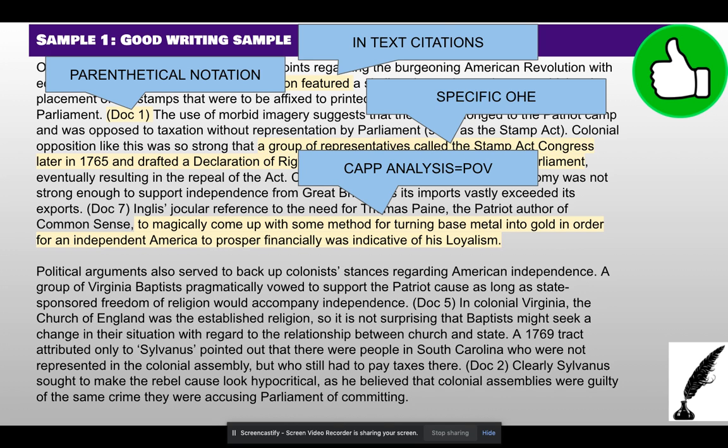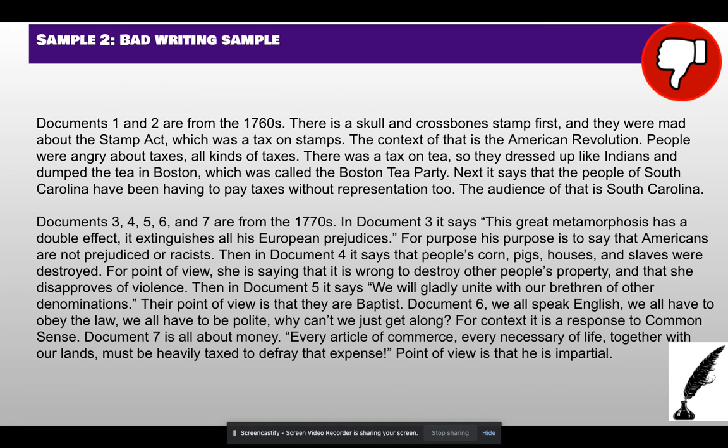So you're seeing this with document 7. Sometimes it's overt, meaning they use the words, the context of this document, or the author's point of view in this document, or it can be more subtle. This person chose a subtle route by saying this is indicative of his loyalty or loyalism to the crown when referencing document 7. So those are the 4 things that you really need to do well in your writing.